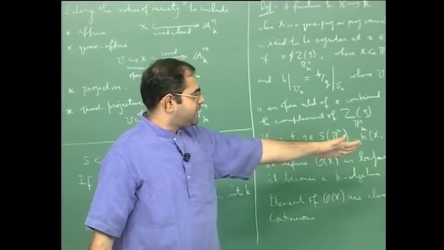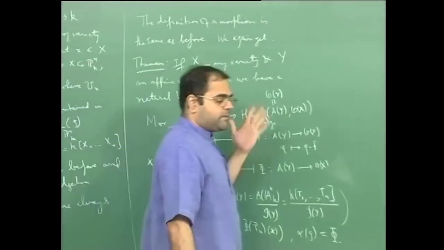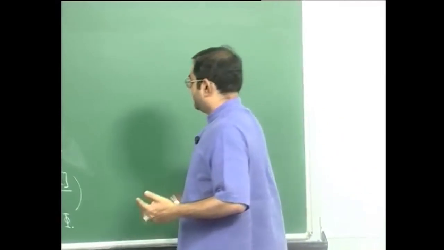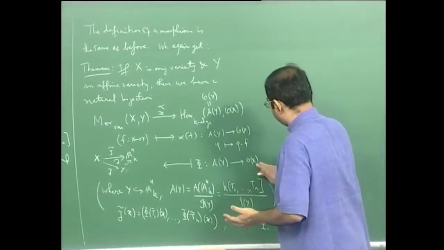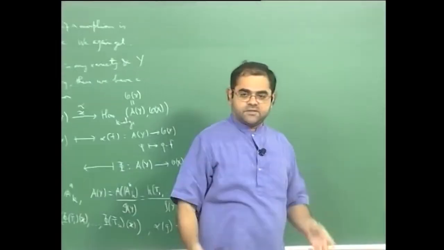You can check that the whole proof goes through if you allow X also to be a quasi projective or a projective variety. There is no difference. The proof really didn't depend on the fact that X was affine or quasi affine.